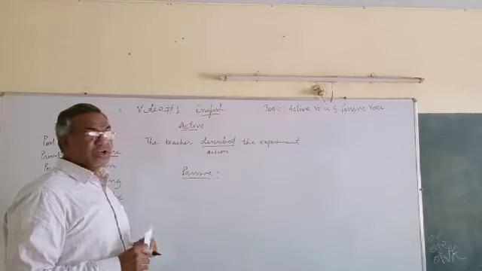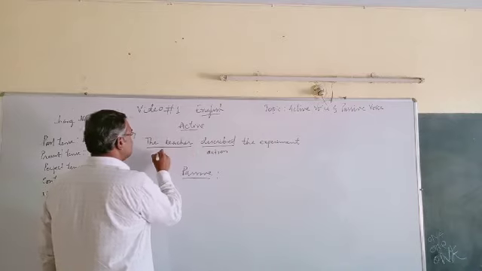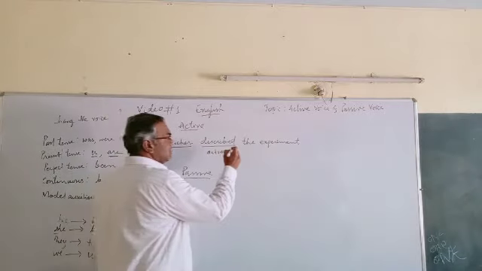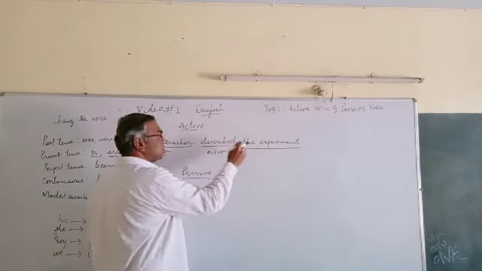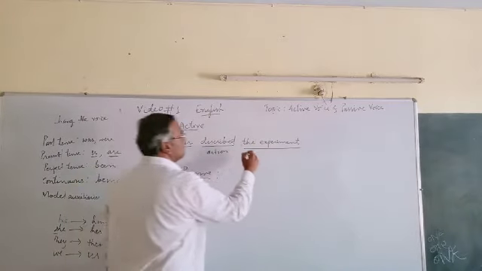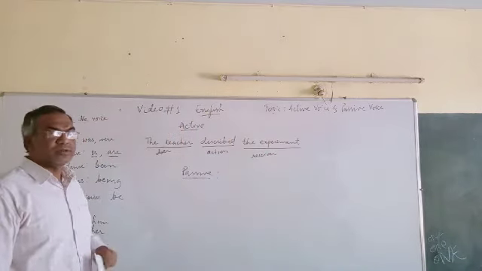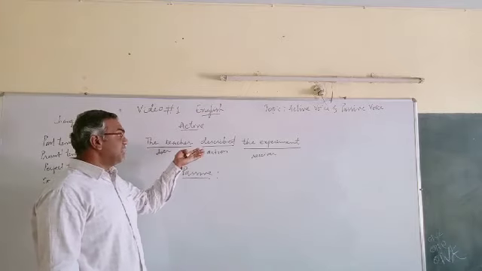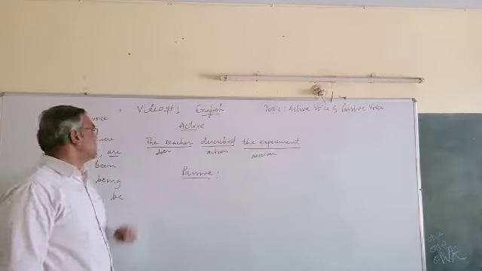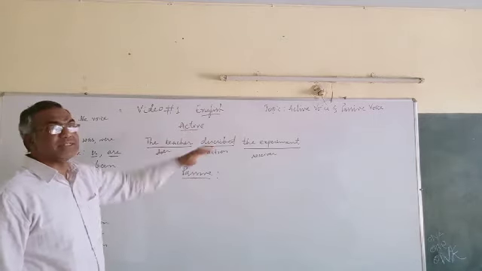Here, described is the action. Who is doing that action? That action is done by the teacher. The teacher is the doer of the action. And the experiment: what did the teacher describe? The experiment. Action, doer, receiver. This is the receiver of the action. Now, one more important thing: we have to identify the tense. Described is the past form, so the given sentence is in the past tense.